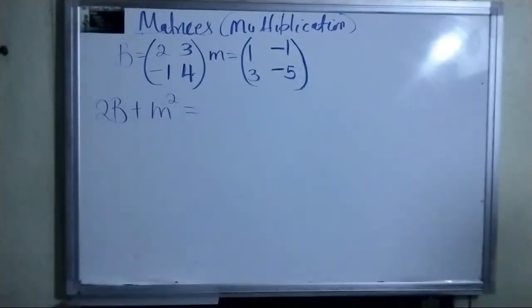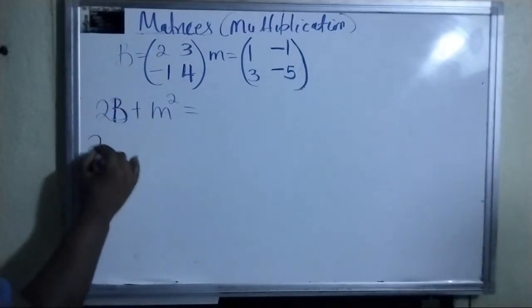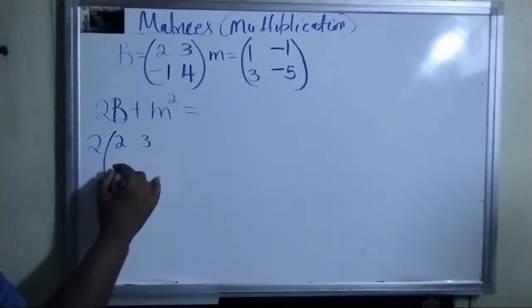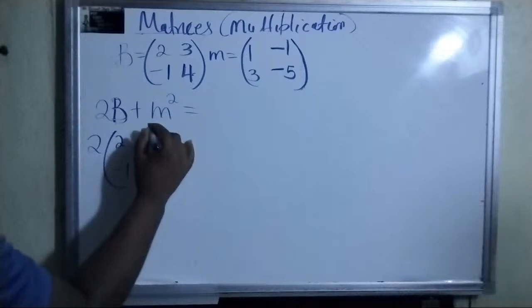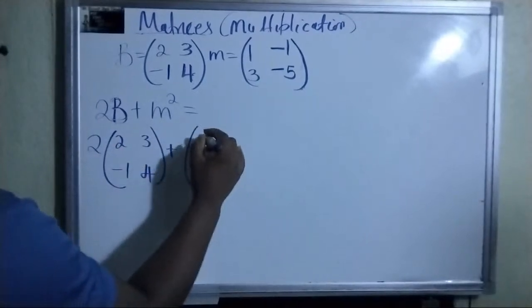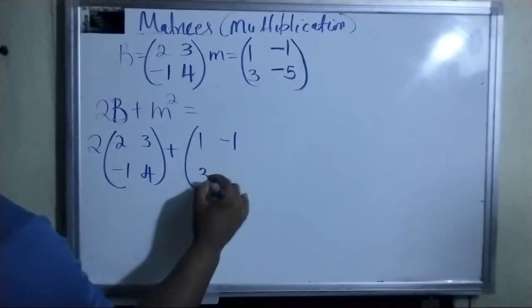Alright, so we have 2b. So first, we set it out. So we expand 2 times each of these elements plus m squared, which means m times m. So in matrix world, it's still row by column.